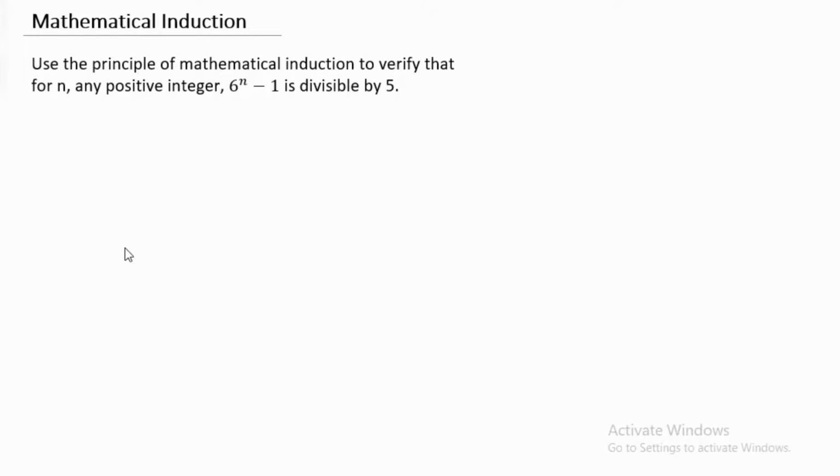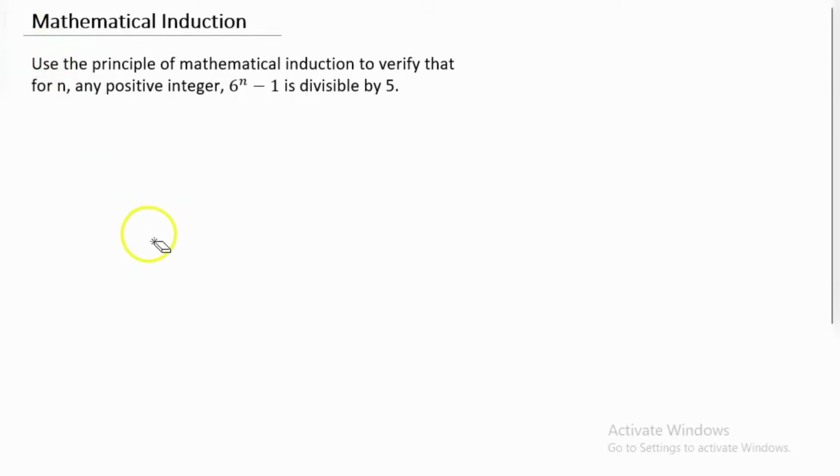There are three steps whenever you want to solve any mathematical induction question. The first step is to prove that n is equal to 1. The second step is to assume that n is equal to k. So the first one, we're proving that n is equal to 1. The second one, we're assuming that n is equal to k. And for the last and final step, we would prove that n is equal to k plus 1. These are the steps that we would follow in solving this question.